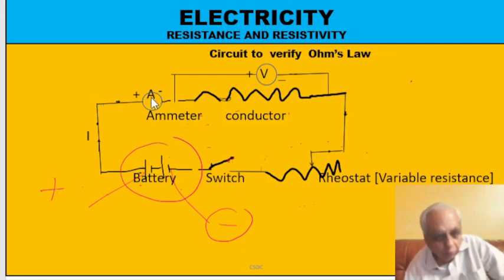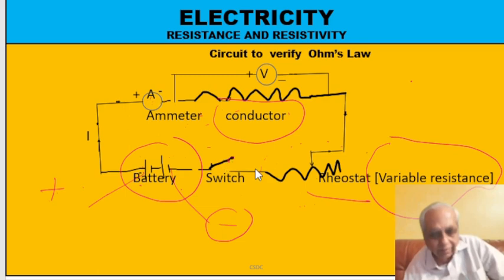Current will flow through the ammeter, and then this is the conductor in which I want the current to flow. So the same current that is flowing through the ammeter will flow through the conductor, and after flowing it will come out, and this is another resistance, this is called rheostat. Rheostat means I can adjust its resistance. So this is called variable resistance. So variable resistance is shown like this, or you can show like this.